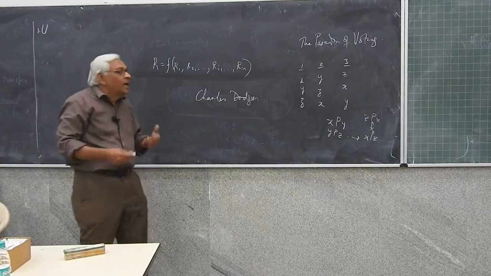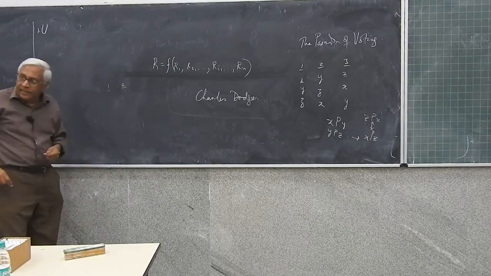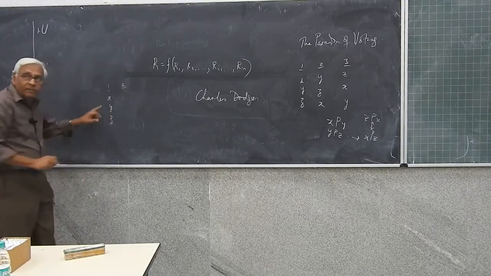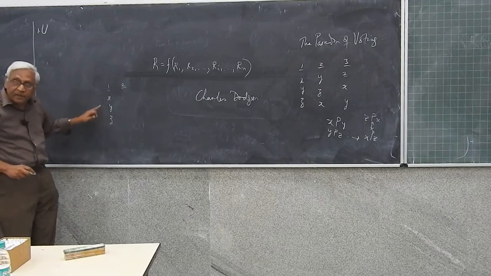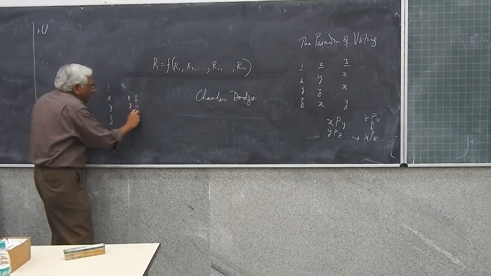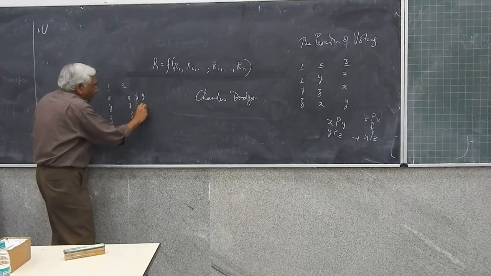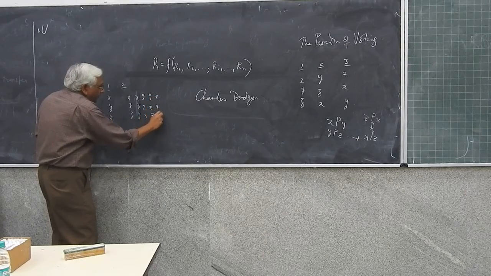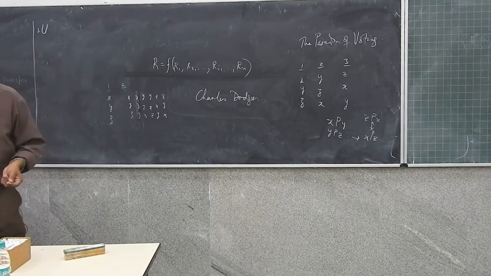So what do I mean by that? Supposing you have just two individuals in society, call them 1 and 2, and you have three alternatives, X, Y, and Z. Now 1 can rank them like this. And for each ranking of 1, 2 can rank it also x, y, z, or x, z, y, or y, z, x, or y, x, z, or z, x, y, or z, y, x. Now, I'm not talking about indifference relations, I'm only talking about strict preference relations.